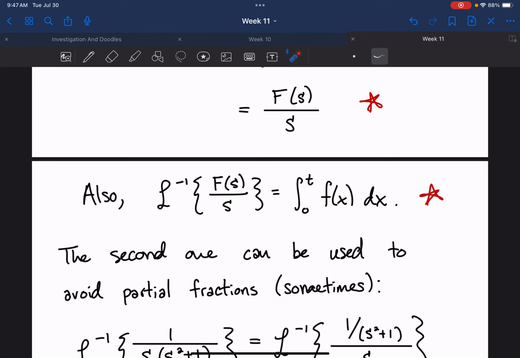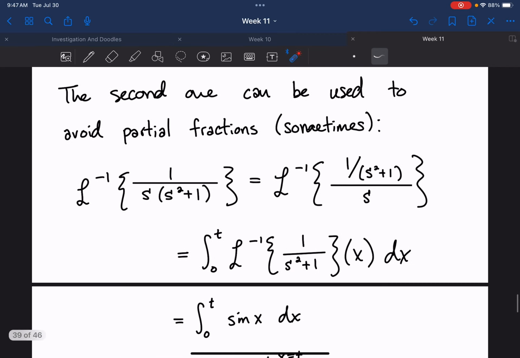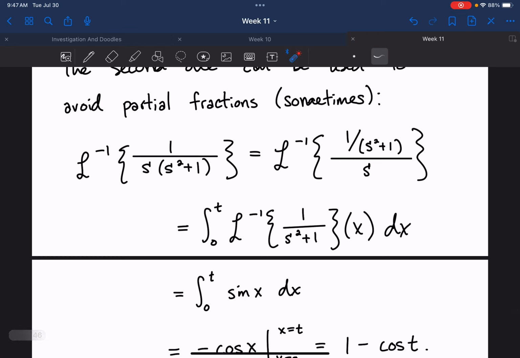Let's see this in action. Let's say we're taking the inverse Laplace transform of 1 over s times s squared plus 1. Normally, we'd have to split this up using partial fractions. But in this case, since s is one of the factors, we can rewrite this as 1 over s squared plus 1, times 1 over s.